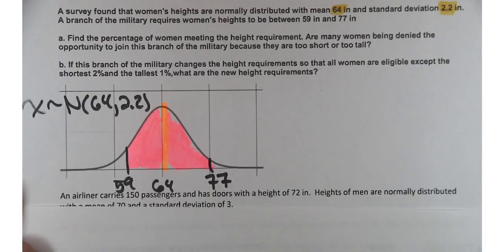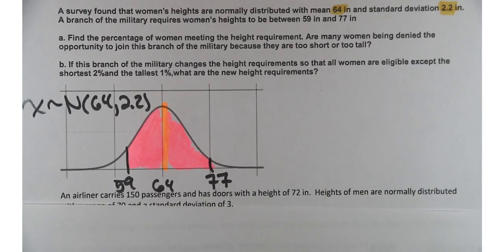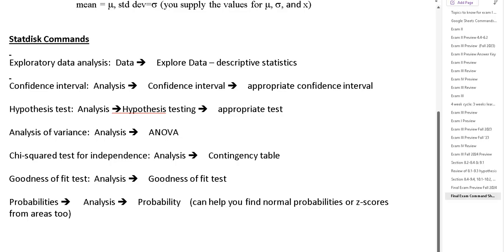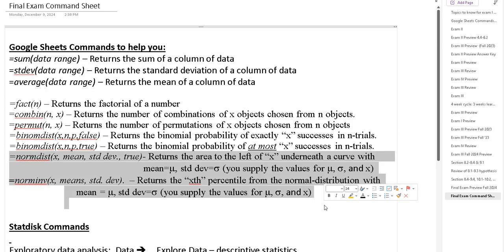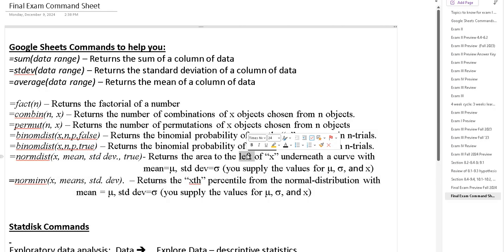What command am I going to use to help me find that? Now let me give you a couple of choices here. Let's go back up here. I'm thinking it's going to be one of these two, but which one? Am I going to use norm distribution or norm inverse? Norm distribution. Now let me remind you that the important thing about norm distribution is it gives you the area in the left tail, the left of our value of X. So when I look at this one, I realize I'm going to have to do a couple different things.